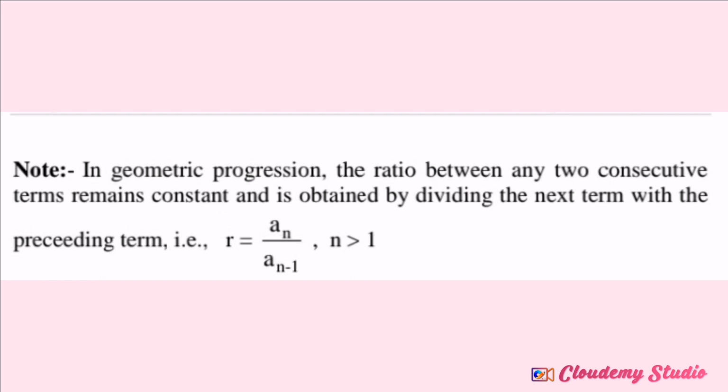Here the next term is a_n, and the preceding term is a_(n-1). So the common ratio is defined as a_n divided by a_(n-1). This is the common ratio.